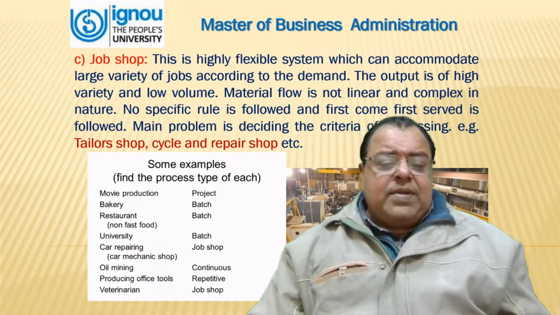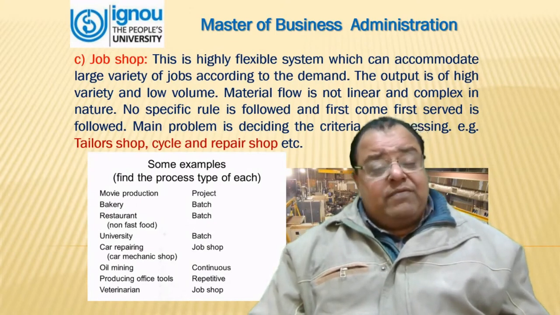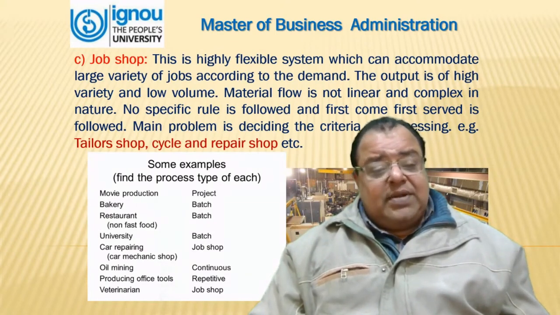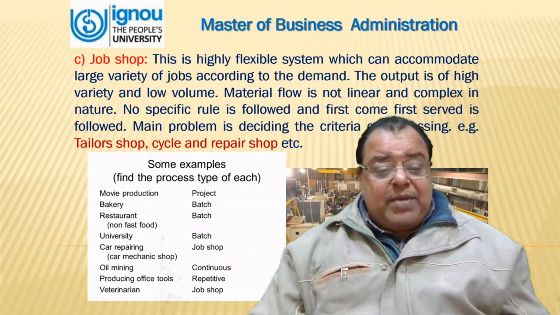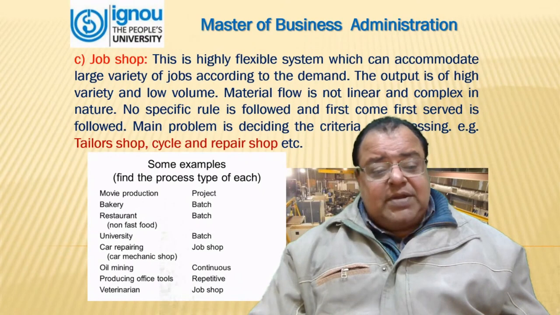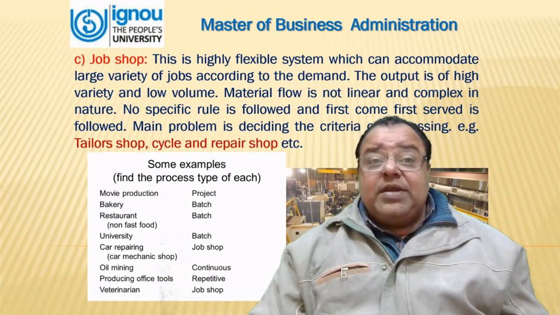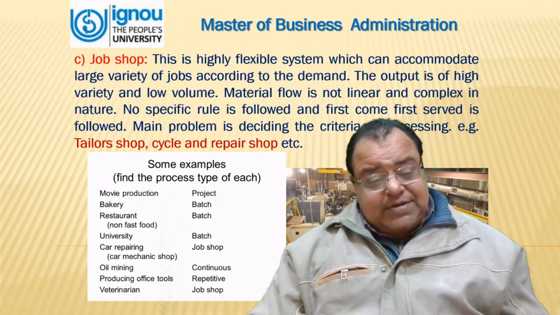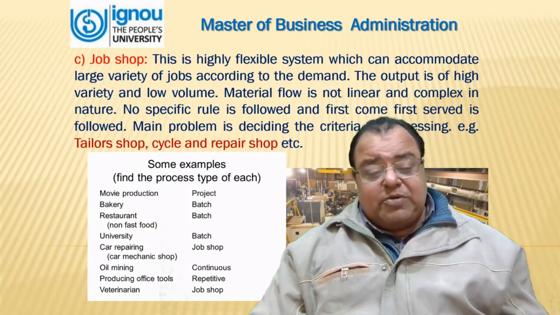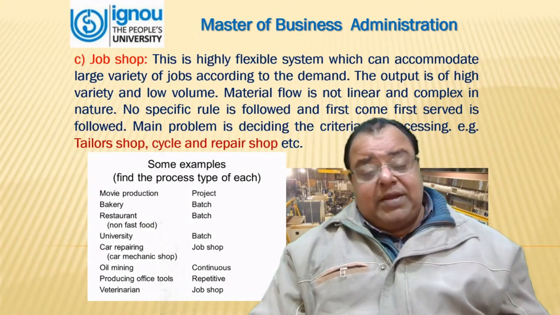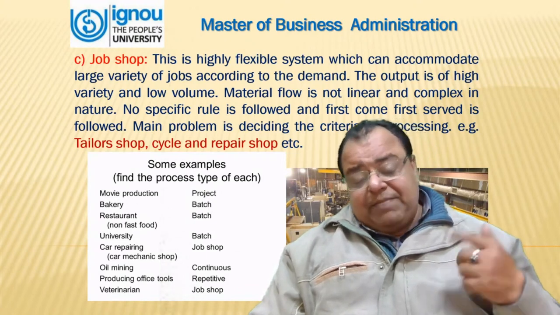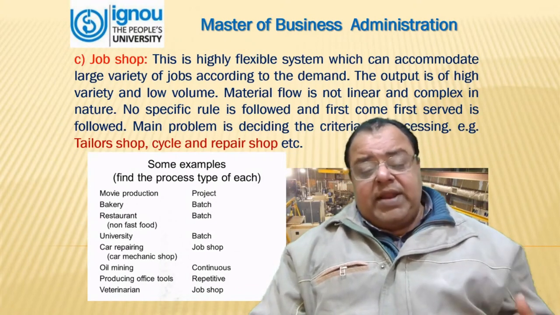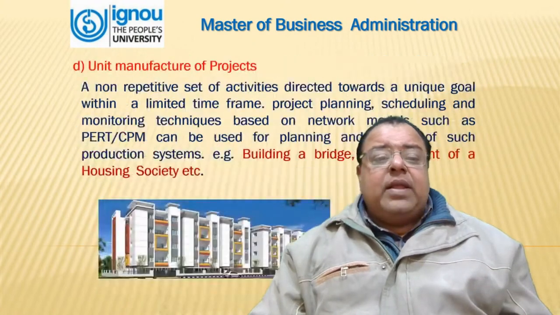Here are some examples. We can find the process. Movie production is a project. Bakery is in batch. Restaurant, batch. University process, batch. Car repairing, job shop. Oil mining, continuous. Production of office tools, if that is repetitive in nature. And vegetarian, it's job shop.